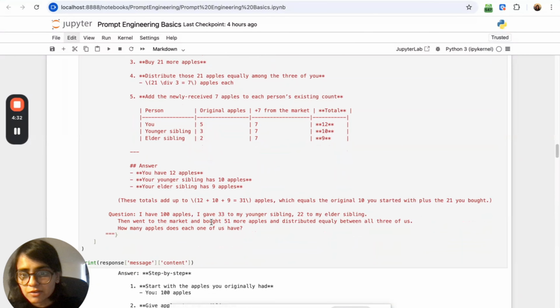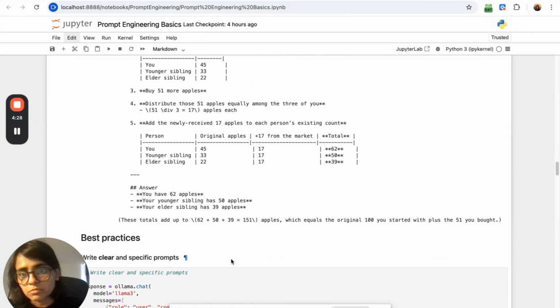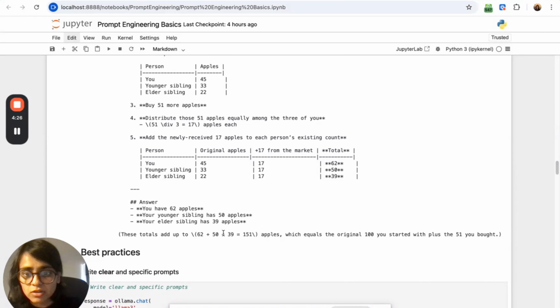And then if I give it a question, you can see that the LLM did a much better job than it did last time, and it was actually able to come up with the answer which is correct.